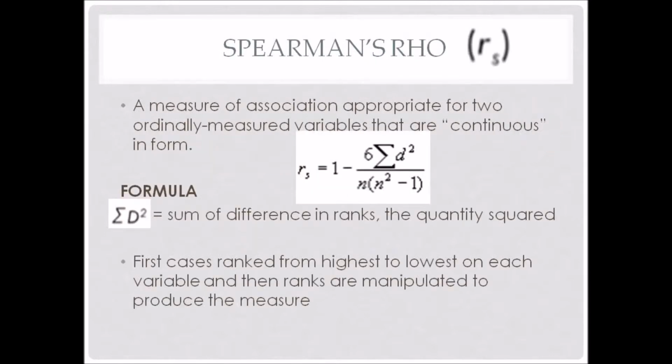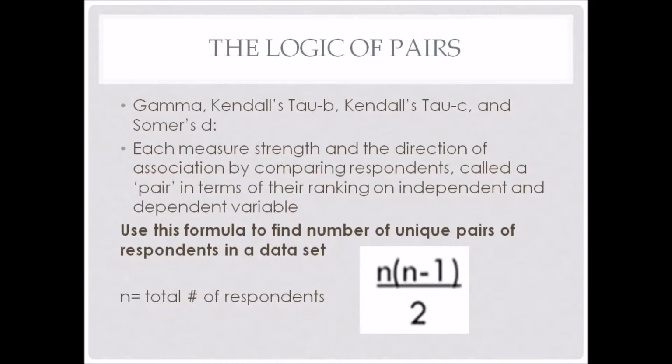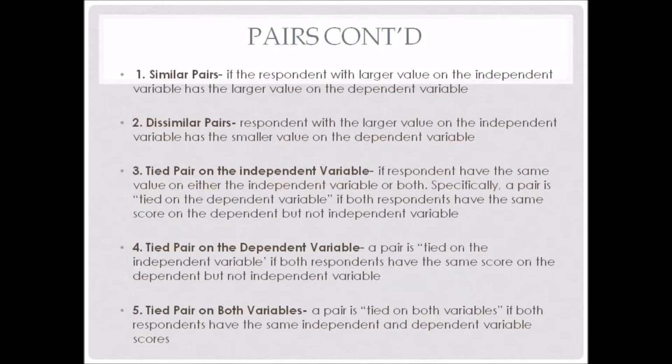Spearman's rho is a measure of association appropriate for 2 ordinally measured variables that are continuous in form. The logic of pairs: gamma, Kendall's tau b, Kendall's tau c, and Somers D each measure the strength and the direction of association by comparing respondents, called a pair, in terms of their ranking on independent and dependent variables. This formula is used to help find pairs. N equals the total number of respondents. N times n minus 1 over 2.